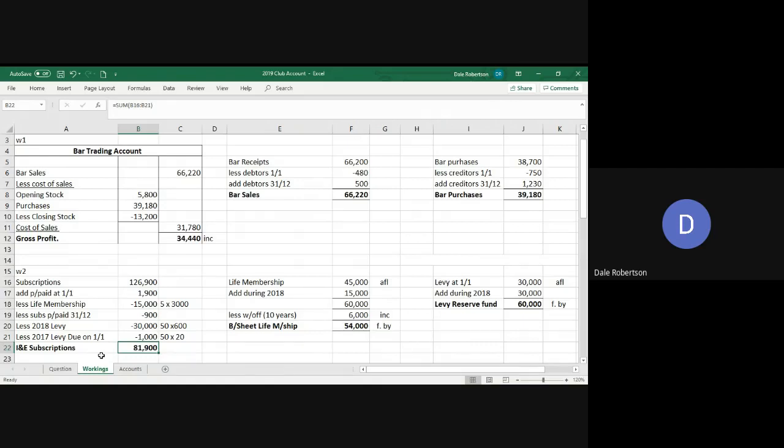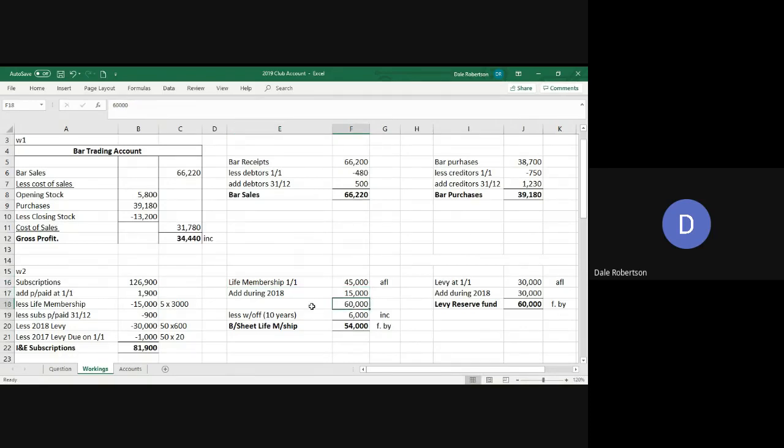However, that leads us on to some other places here. For example, life membership. What we need to do with this 15 now is take it over and add it to what we already have. So there's your life membership at the start of the year, the first to the first, and that is 45,000. And then if you add on 15, that means the total is 60,000.